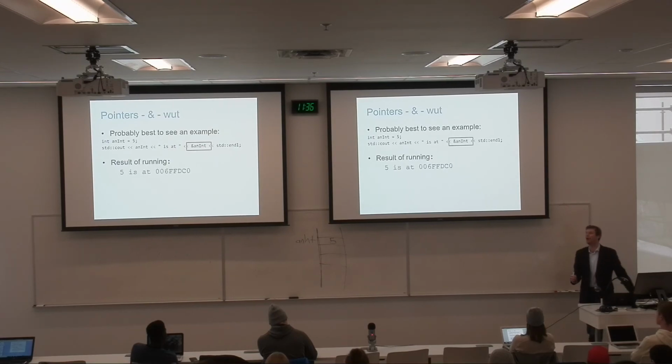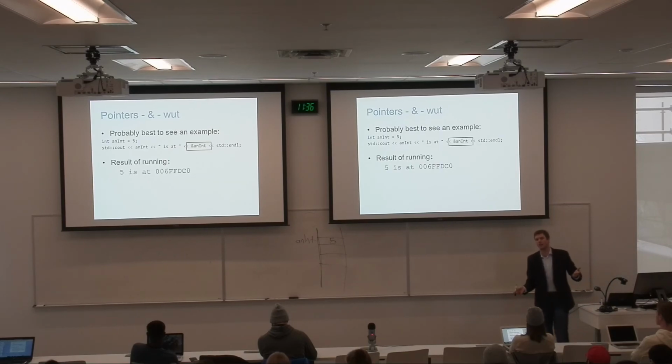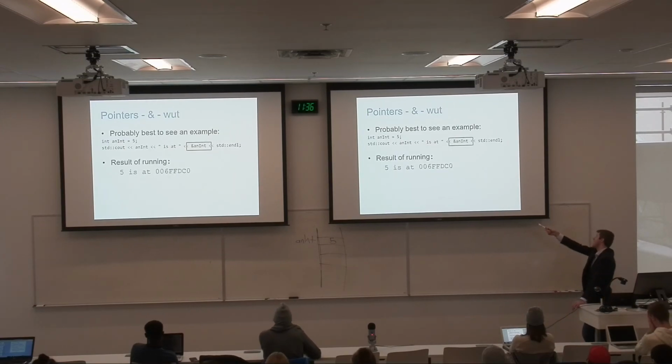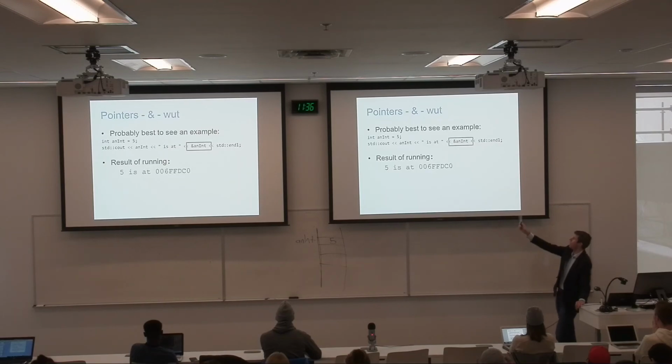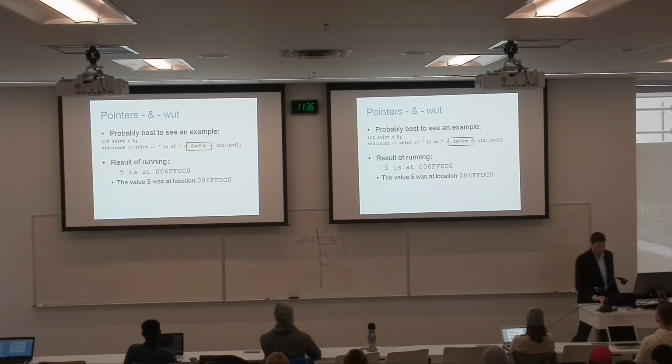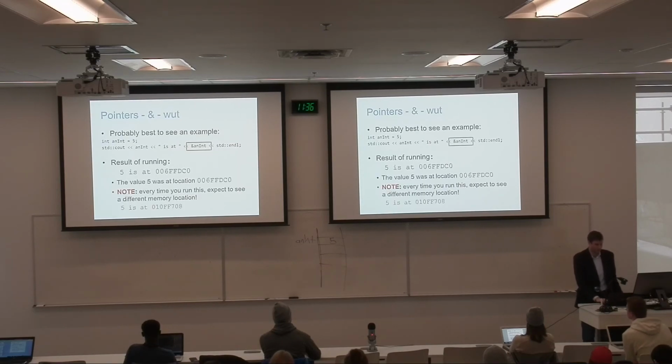So, for example, this is what would happen if I run it. Now, be warned, the fact that I have 006FFDC0, every time I hit run, I'm going to get a different result. So if I run it right now, you won't necessarily see that. But this is what it would look like, presumably, if the variable was stored at memory address 006FFDC0. So 5 is at there. Why? Because that's where they put it. If I run it again, I'll get a different result. Every time I hit run, I'll get a slightly different result.